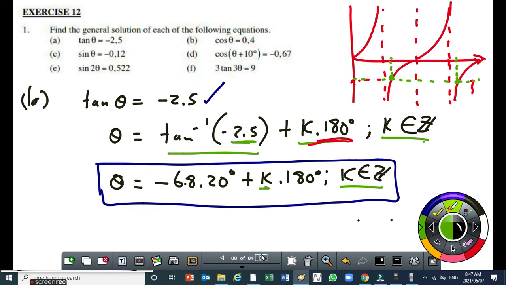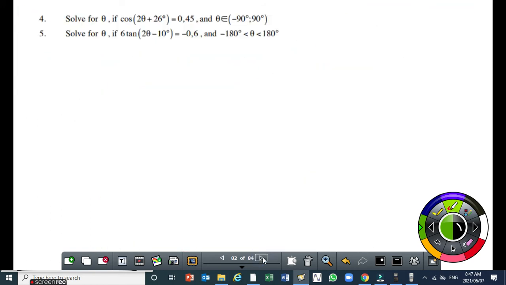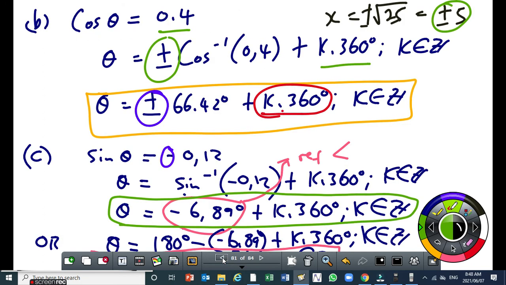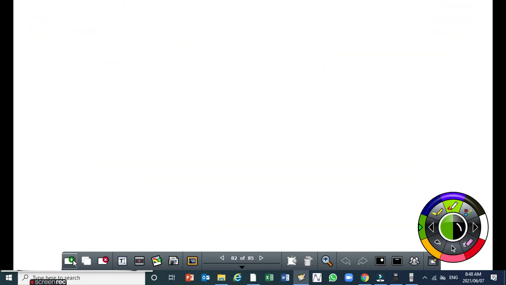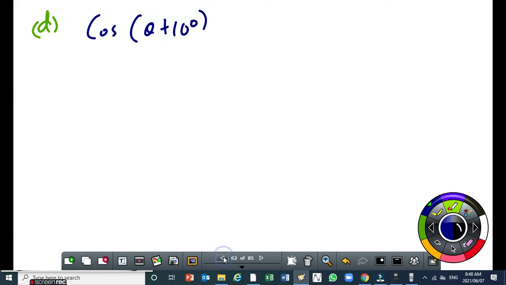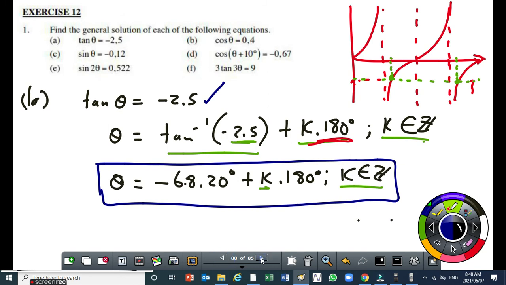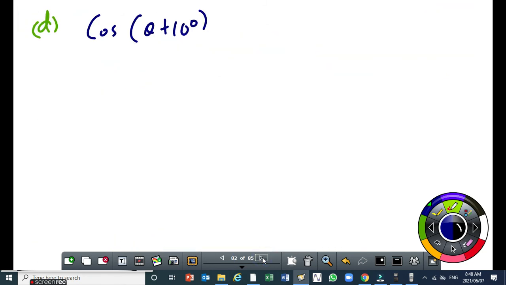Alright, so let me move on to D. Now this is also a great trig equation, by the way. Cos of theta plus 10 degrees. That's another example that I'm supposed to do together. So D, we have cos of theta plus 10 degrees is equal to minus 0.67.